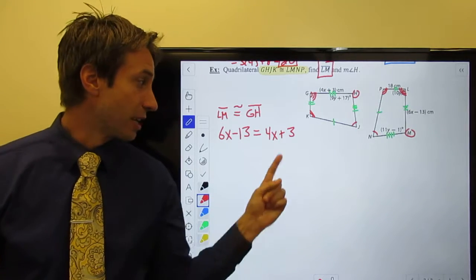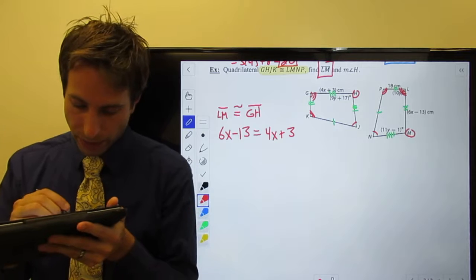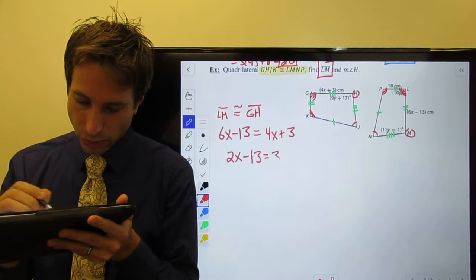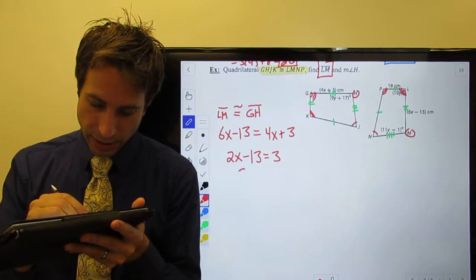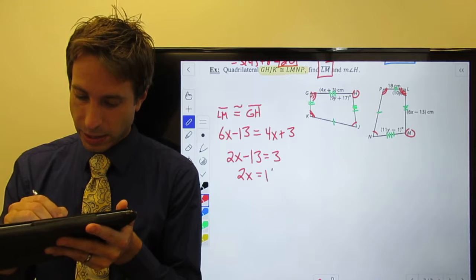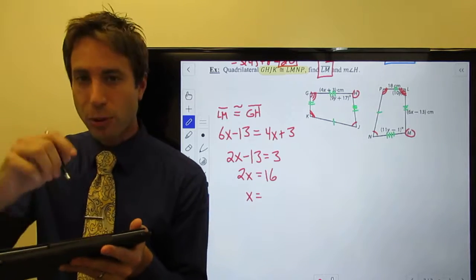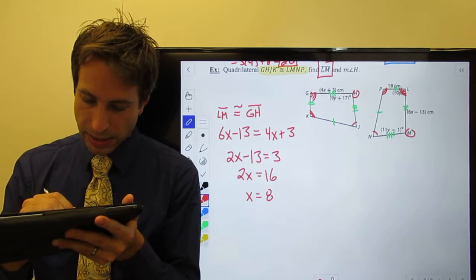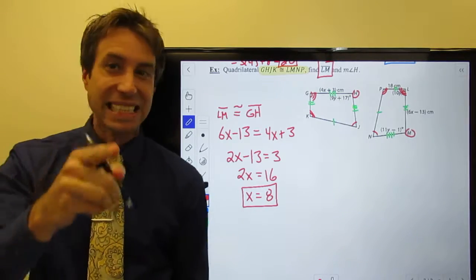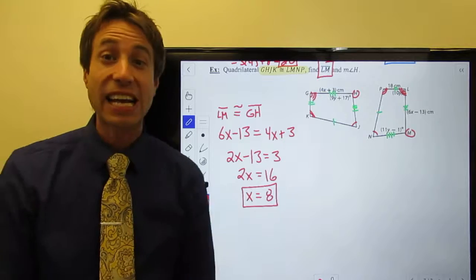Pretty simple algebra here. Subtract the 4x. That's going to give you 2x minus 13 is equal to 3. Add 13 to the other side. 2x is equal to 13 plus 3, which is 16. You got it. Divide both sides by 2. X is equal to 8. Is that what I asked you for? I did not. I did not ask you for x. I asked you for LM.